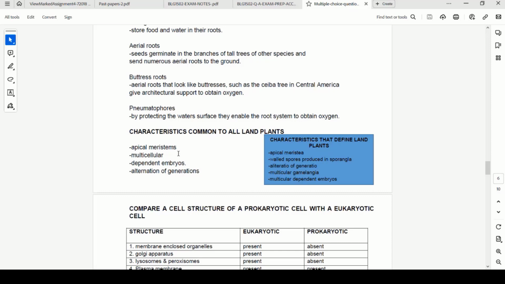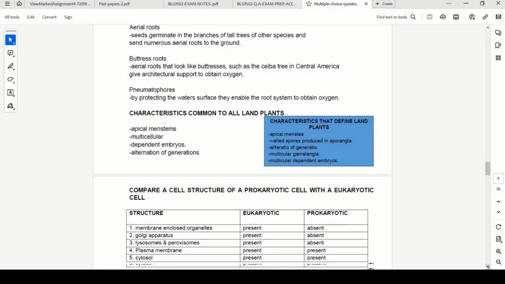And you're going to have to know the characteristics which are common to all land plants, and you should be able to identify the ones which are not part of them. Characteristics that define land plants: apical meristem, walled spores, alternation of generations, multicellular gametangia, multicellular dependent embryo. And this is the key.